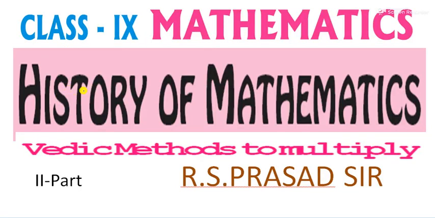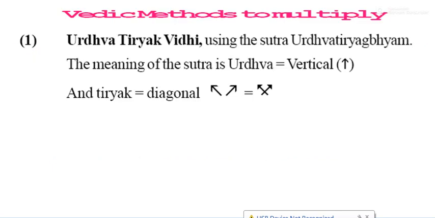Class ninth Mathematics, History of Mathematics. Today our topic is Vedic methods to multiply. It is the second part of the history of mathematics. Now come to this point, that is the Vedic methods to multiply.